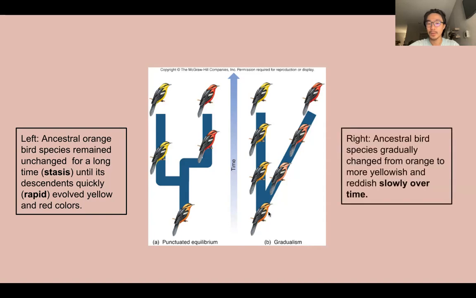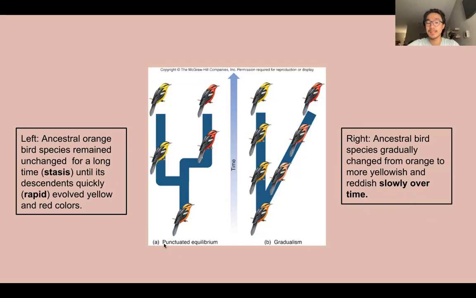On the right side, we see the same bird species, orange, but it's gradually moving apart. So we are noticing that it's gradually becoming different, gradually changing color. And in fact, if you look at the colors, it goes from slightly pinker, more red, and then truly red. And then here you also see a divergence where it changes to yellow gradually. Over here, it immediately becomes red and immediately becomes yellow. So on the right side, we see that there is change that's slow over time.